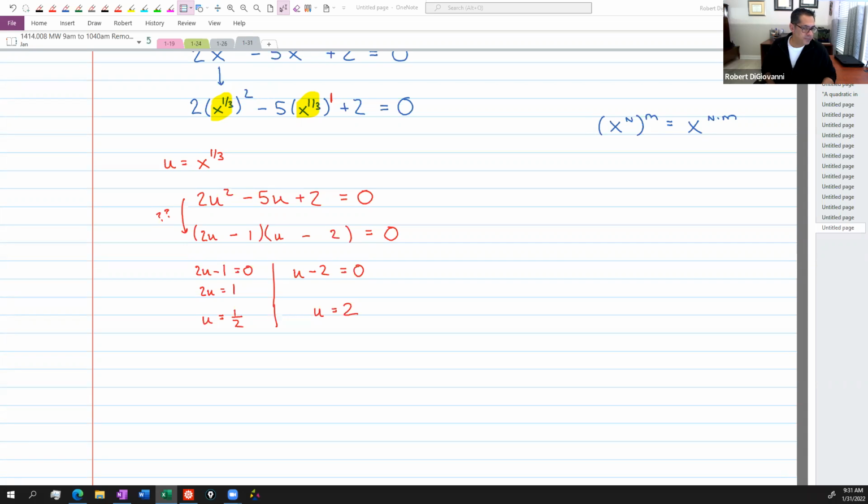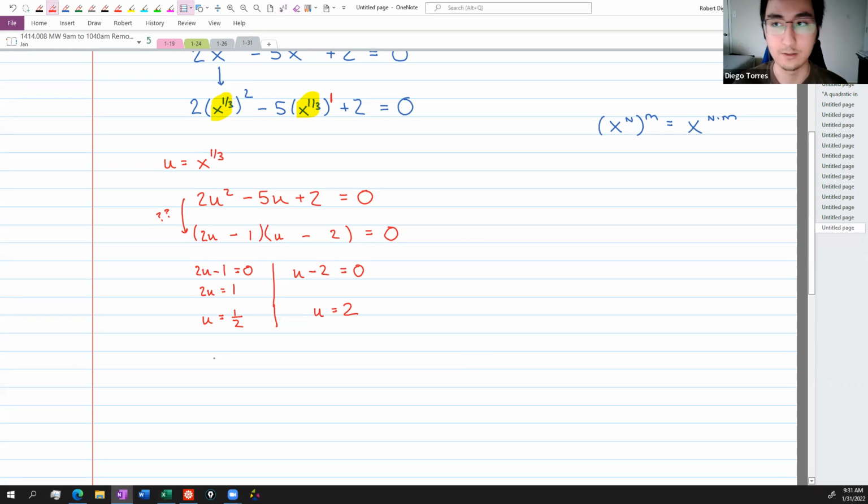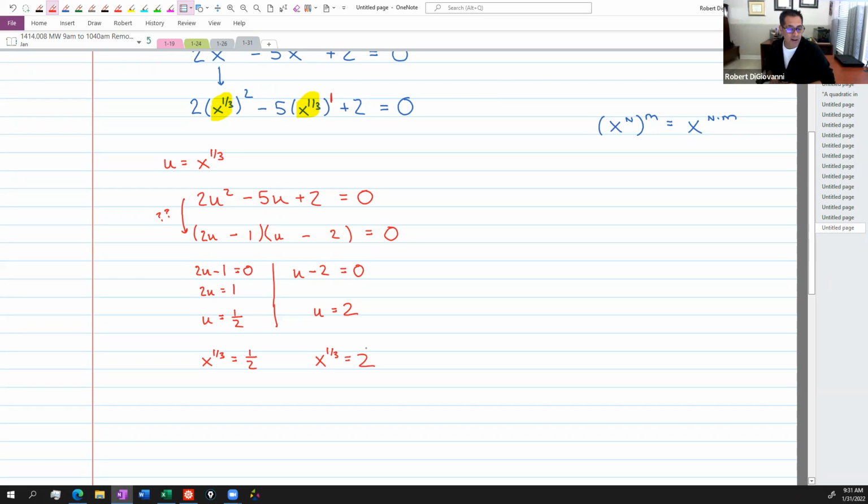Diego? How's it going, Diego? I've been watching you and you seem like you understand this. Yes? Okay, so what would I do at this point, Diego? You would substitute the u for what you originally wrote as u, right? So you would substitute u for x to the 1/3 power equals the half, right? And then the other one will be the same thing, x to the 1/3 equals the 2. Okay, Diego, how would you go about solving that now?